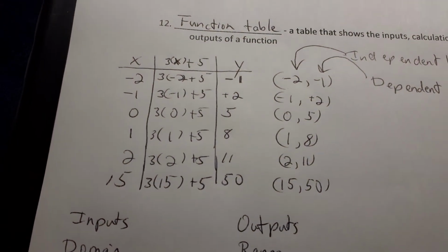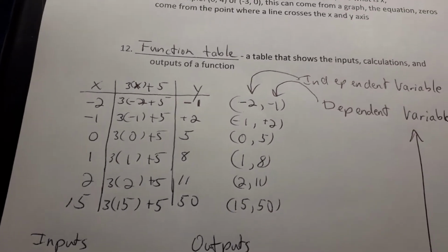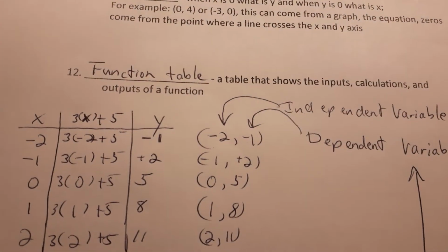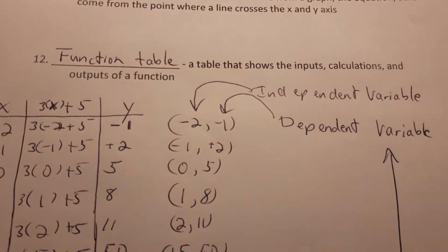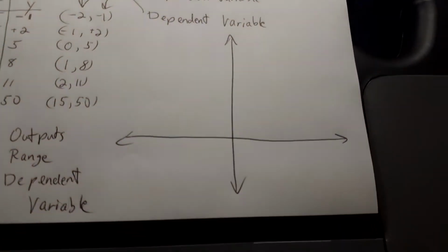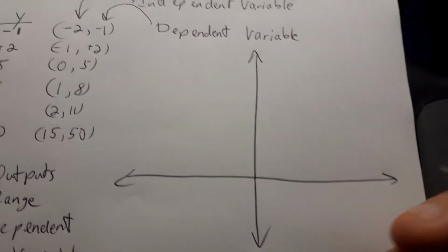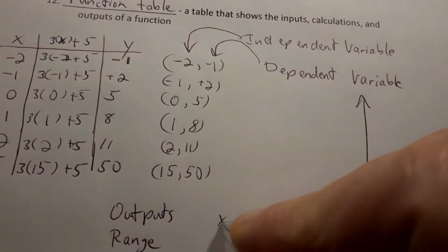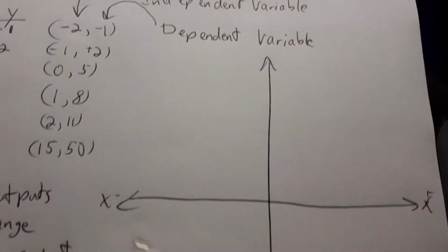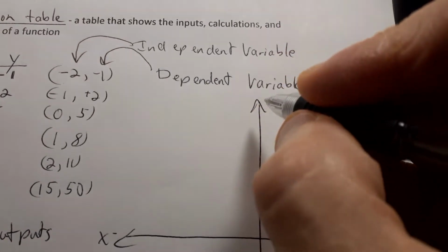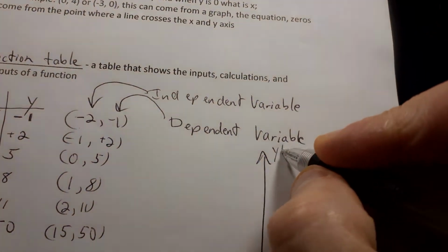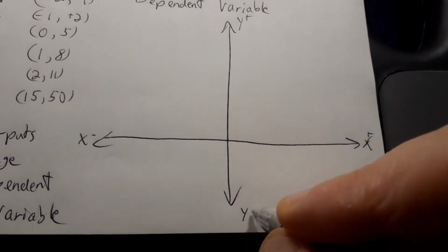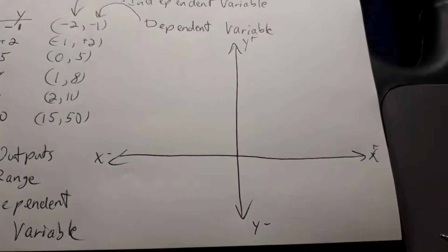Since I know I need some room for this one up here, I'm going to go a little bit lower. You should do that too. So this, of course, is my x value. This is x positive. This is x negative. This is the x-axis. It goes horizontally. This is the y-axis, the positive part. The y-axis, the negative part.